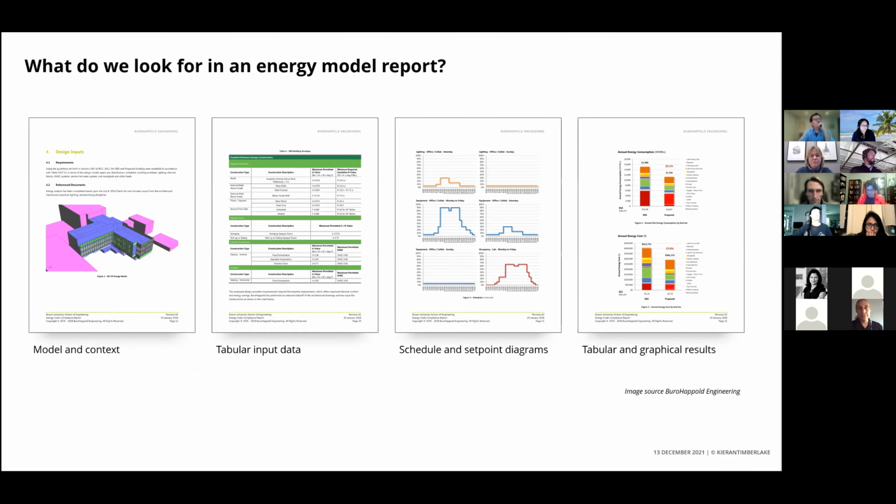And lastly, I spoke a little bit about energy model reports being really important. We find that energy model reports are not just great for compiling a lot of the results data, but also disclosing a lot of the input data as well. So these 4 general categories are things that we request from energy modeling consultants. First, the model itself, like a screenshot of the actual model with context. Sounds extremely mundane, but this has actually been hugely useful.